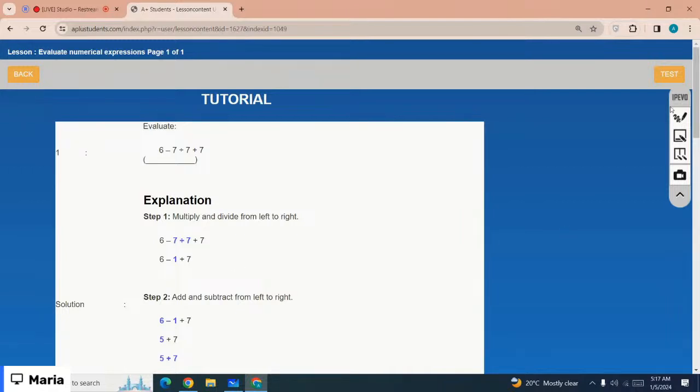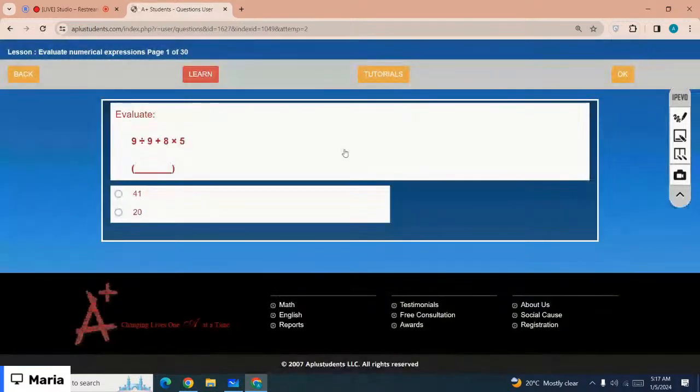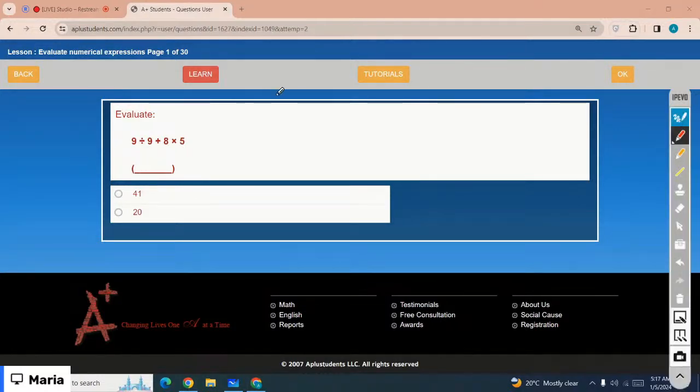Okay, let's just start with the test questions. The first one is evaluate 9 divided by 9 plus 8 times 5. Let's just see how we solve this question. You have to go from left to right, right? And the first thing you need to do is multiply and divide. So go from left to right.